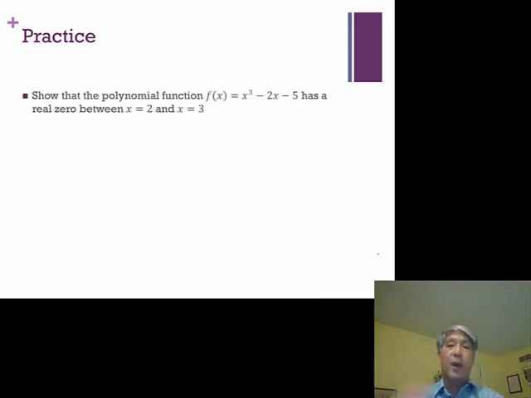Okay, again, practice. In this case, I don't really want you to find the zeros. Nothing about this question says find the zero. All it says is show that the polynomial function has a real zero between x equals 2 and x equals 3. So calculate f of 2 and calculate f of 3 and see what those values are. If one is positive and the other one is negative, there has to be a real zero somewhere between them.